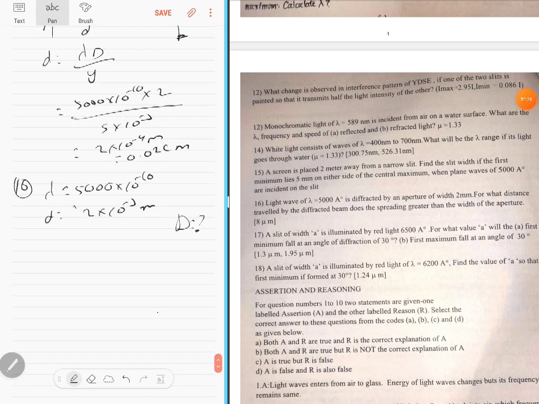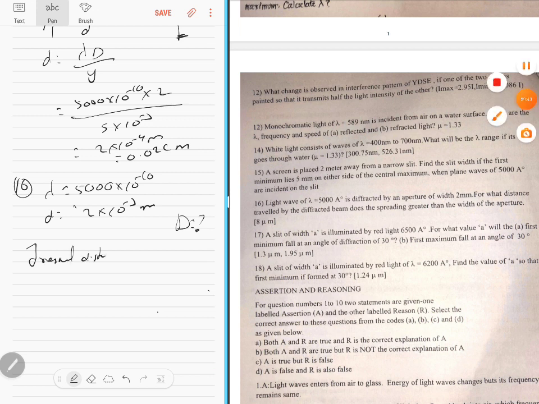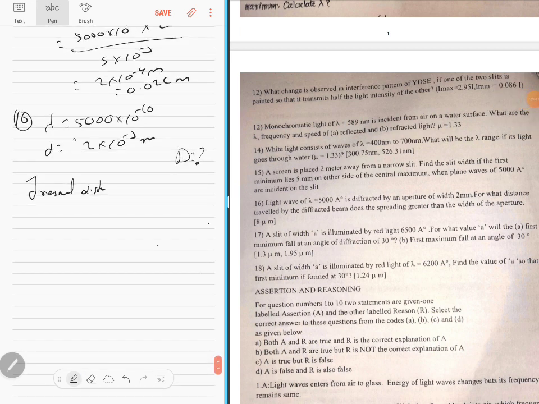Here comes the topic about Fresnel distance. If you all remember, I would have taught you in class what Fresnel distance is. Fresnel distance is that distance where the position of the first minima from the central maxima is of the same order as the slit width.